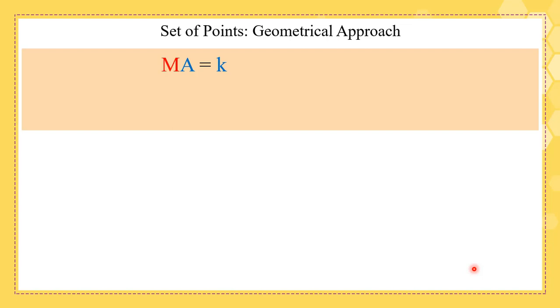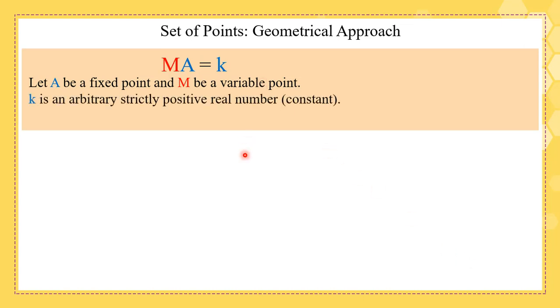Now let's see the second case. MA is equal to K. A is a fixed point and M is a variable point. K is an arbitrary strictly positive real number. In other words, K is a constant which is strictly positive. Now this is A, and we know that MA is equal to a certain constant. Let's say it's equal to 2, 3, 5, whatever. This is K in my figure.